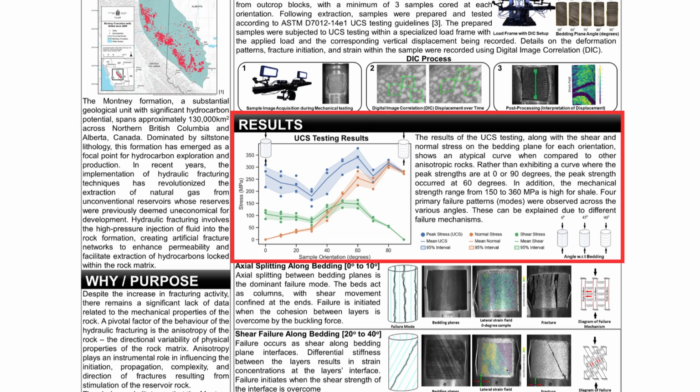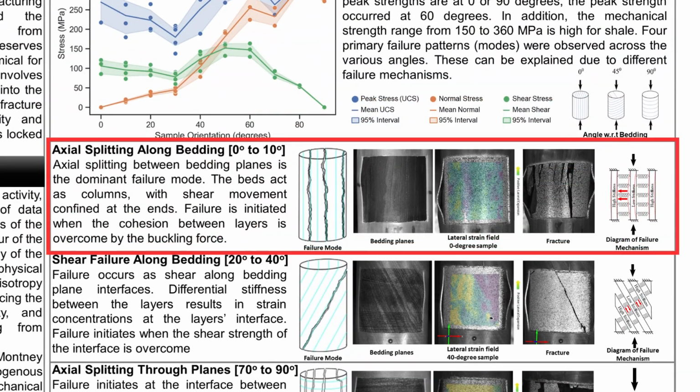By analyzing the failed samples, 4 primary failure patterns or modes were observed across the various angles, and these are attempted to be explained due to different failure mechanisms, with justifications including the fracture patterns as well as the DIC data. The first failure mode discussed is axial splitting along the bedding planes, which occurs in the 0 to 10 degree samples. If we look at the failure modes in these samples, we can see that fractures occur vertically along the bedding planes and parallel to these beds.